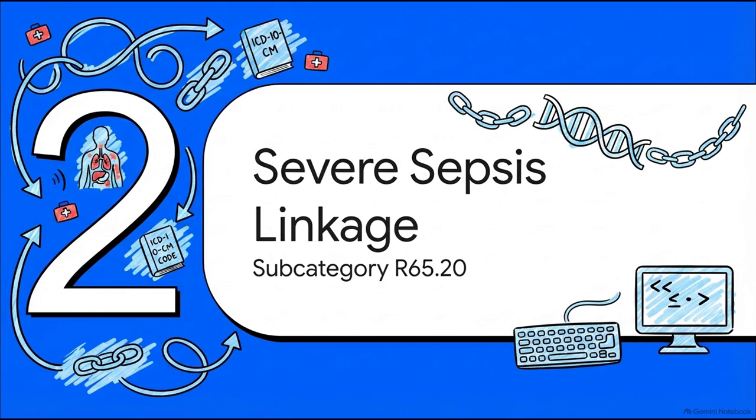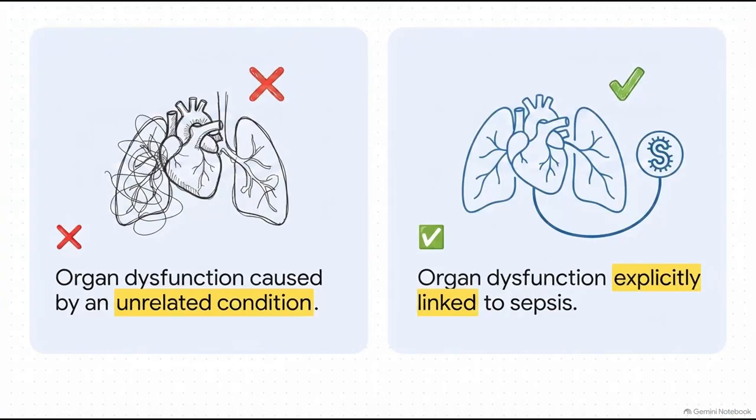Section 2, Severe Sepsis Linkage Rules, subcategory R65.20. As the patient's condition worsens, we step up the clinical hierarchy to severe sepsis, bringing us to the highly scrutinized critical causality rule. This is where we really need to lay down the rule of law. Severe sepsis is defined as sepsis with associated acute organ dysfunction or multiple organ dysfunction. But here is the massive catch.